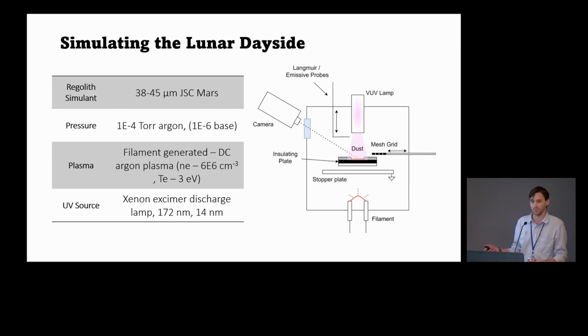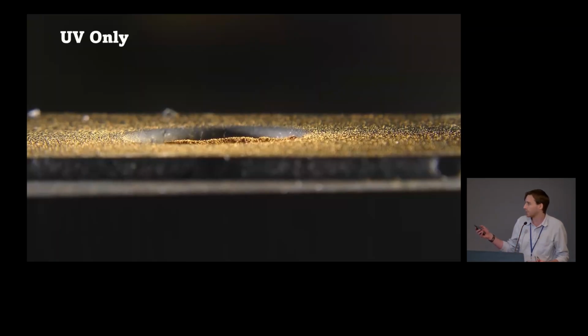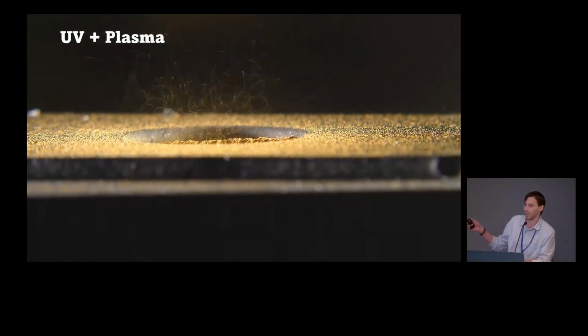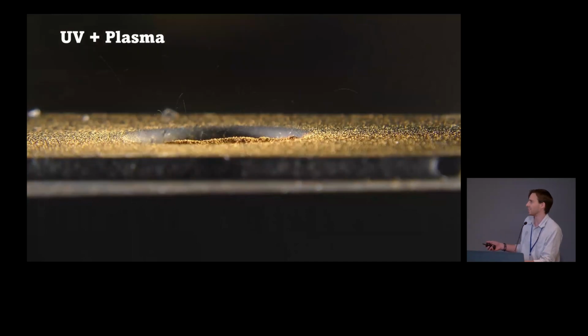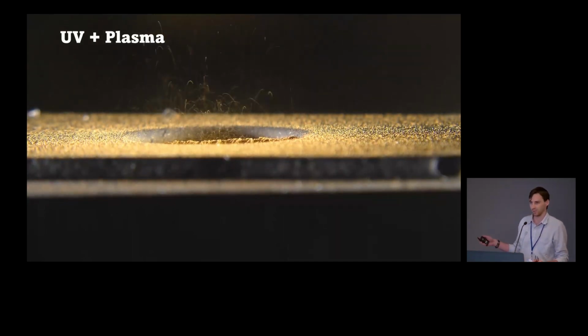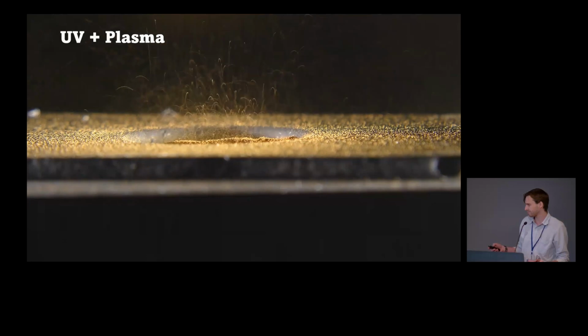I'm not going to show you what happens with just the plasma. Nothing happens. It's a video of dust not moving. We don't need to see that. But here is the UV only. You can kind of see it. There's some lofting. Those particles are jumping. This isn't new. This has been shown before. The interesting thing is what happens when you add the plasma. So something happens, a lot more jumping, right? This is the same plasma that caused no movement by itself.